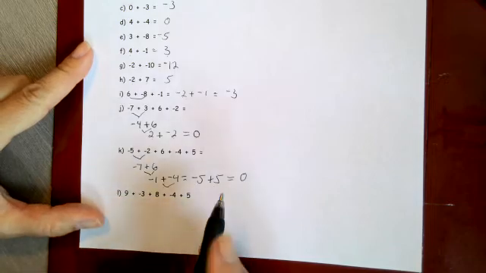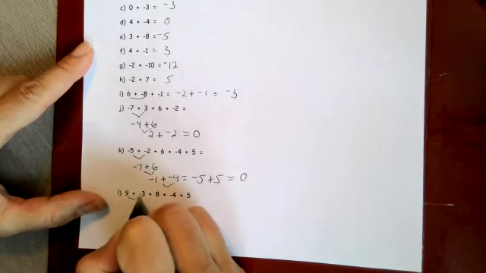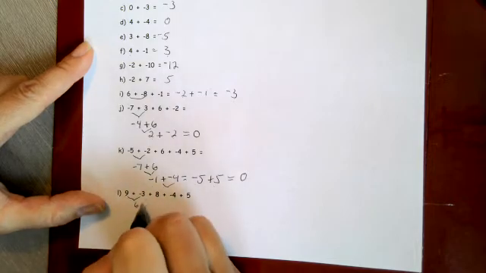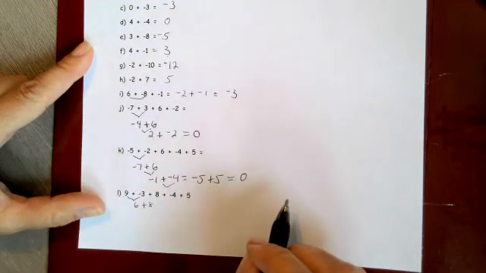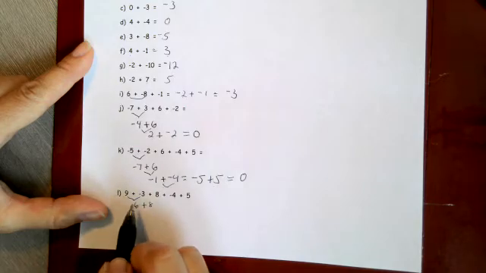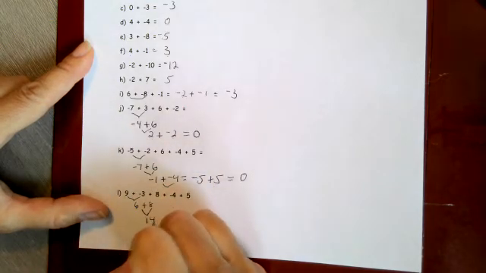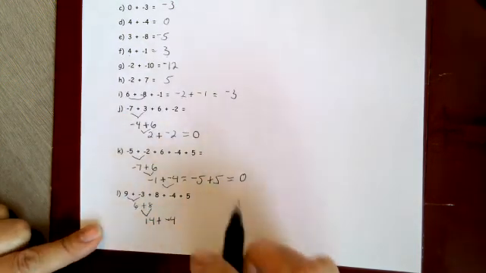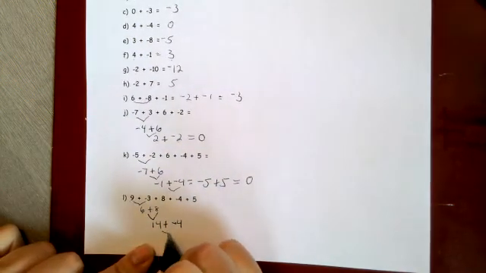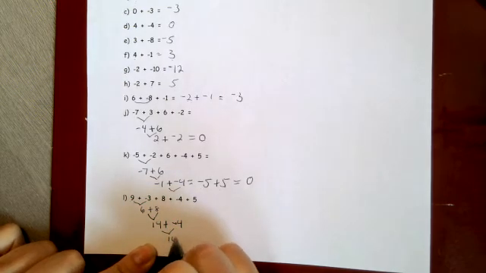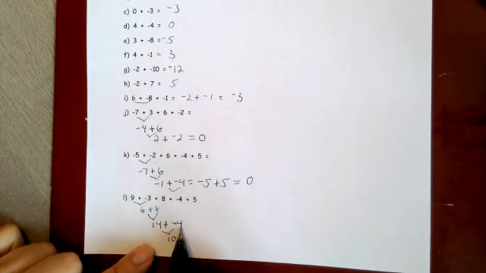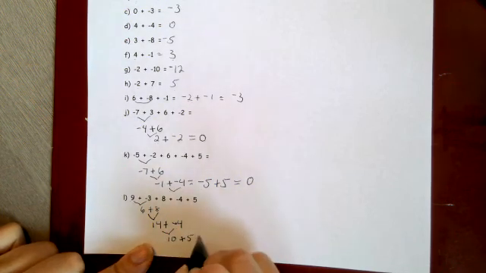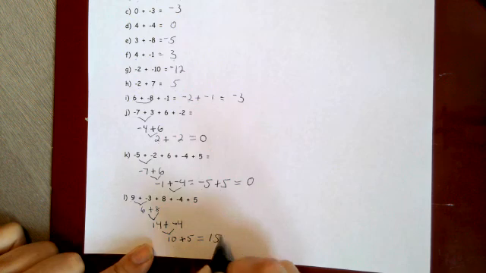Here I'll move left to right. +9 plus -3, opposite sign, subtract. My answer is positive. Plus +8, 8, 9, 10, 11, 12, 13, 14, both positive. So I stay positive. Plus -4. I'm going to subtract, and the 14 wins. So my answer is positive. 14 minus 4 is 10. Then last but not least, I'm adding a +5. 10 plus 5 is +15.